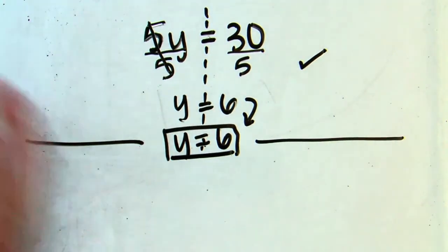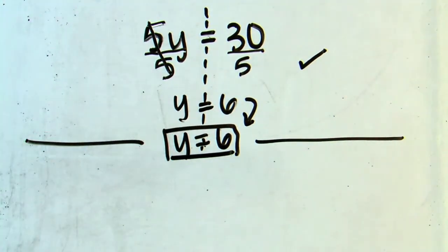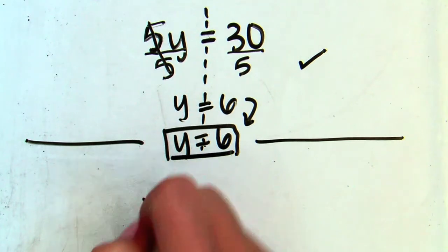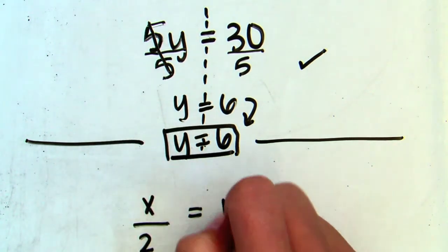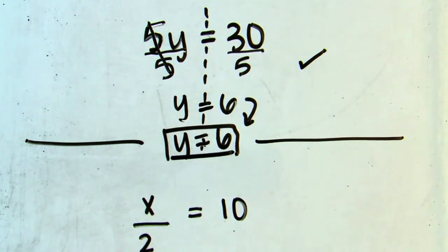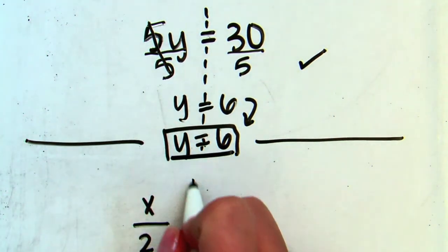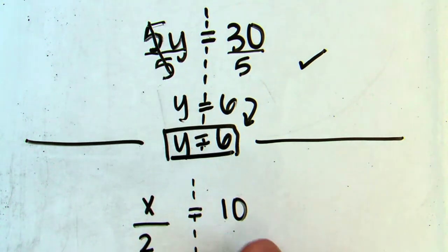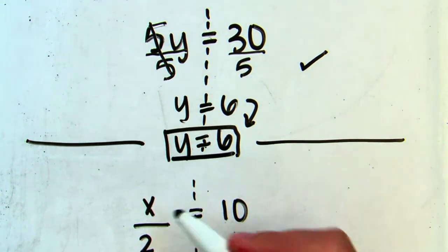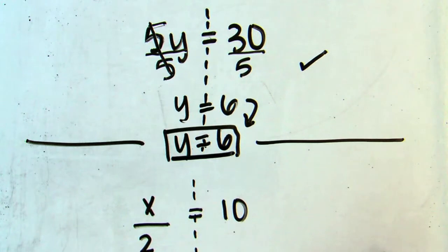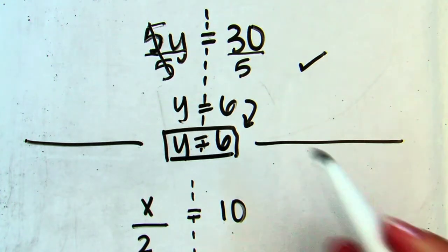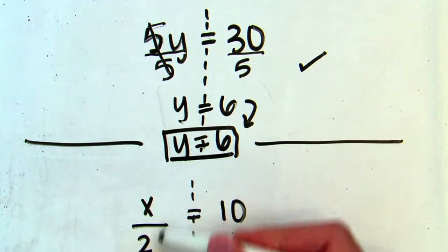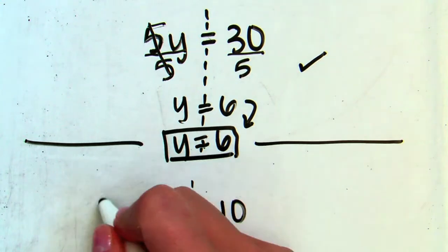So let's take the problem x over 2 equals 10. Well, we need to draw our little line to divide both the left and the right side. So now we have an x that's being divided by a 2. And we need to get x alone. We want to figure out what we can divide by 2 to get 10. So the only way to get rid of something that's being divided to get x alone is to multiply.